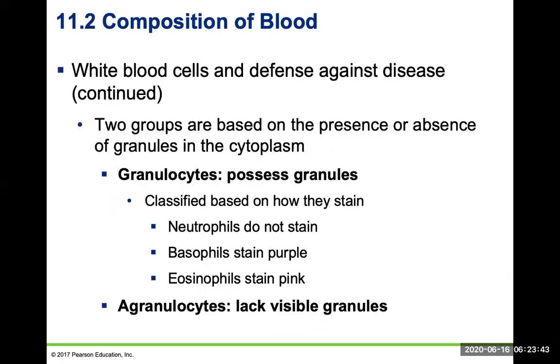There are 2 types of white blood cells based on the presence or absence of granules. The granulocytes possess these granules, or little specks, in them, and they're then classified on how they stain. So neutrophils do not stain anything when viewed under a microscope. Basophils will always stain purple, and eosinophils will stain pink. Agranulocytes lack these visible granules.